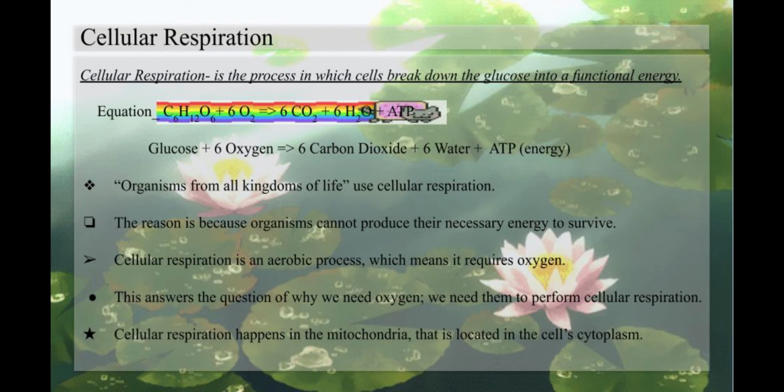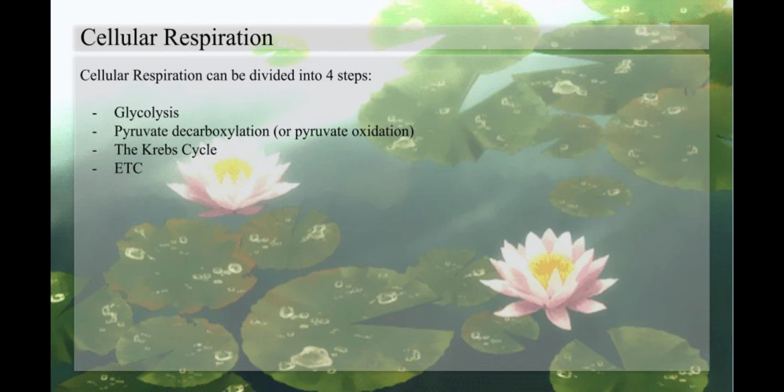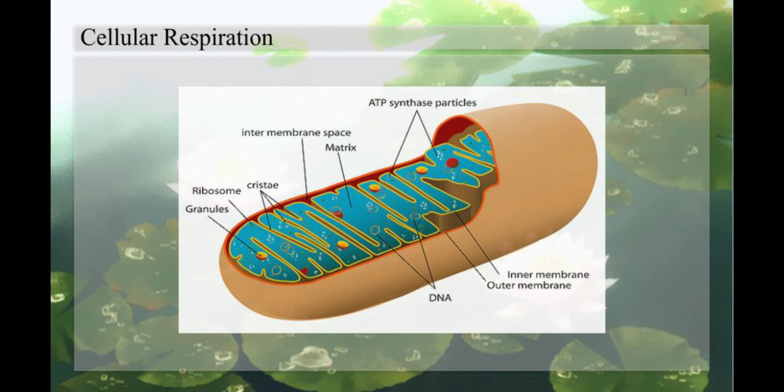Cellular respiration is an aerobic process, which means it requires oxygen. This happens in the mitochondria that is located in the cell's cytoplasm. Cellular respiration can be divided into 4 steps: glycolysis, pyruvate decarboxylation, the Krebs cycle, and the electron transport chain.